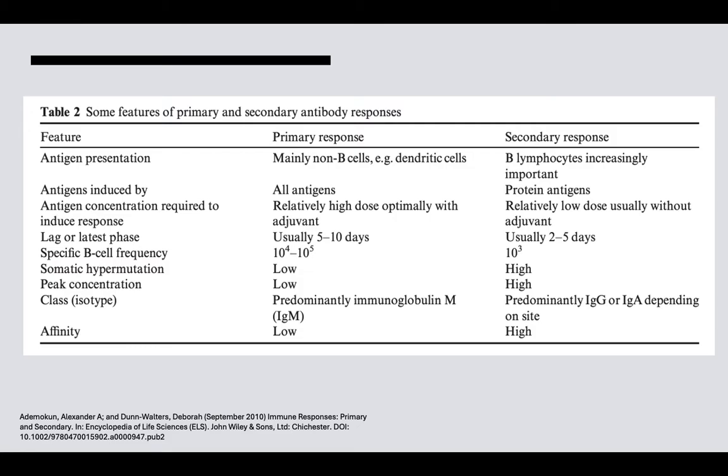immune responses. Now, for the lag phase or the latent phase, we expect that in primary response, it's going to be longer, 5 to 10 days, while for secondary response it should be less than 5 days, no, 2 to 5 days. The frequency of specific B cells for primary response will be high, attributable to the fact that dito nagka-create talaga ng mga specific na B cells. So, mas marami ang specific B cells during primary response.